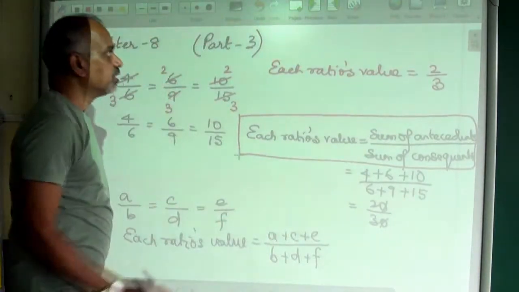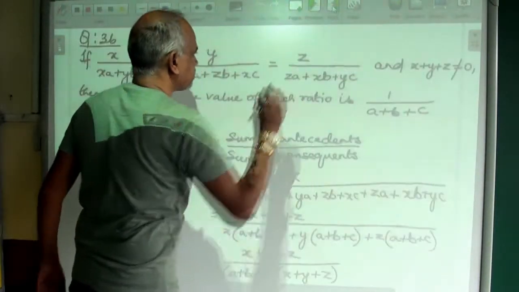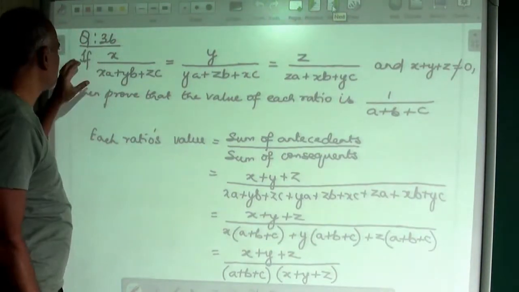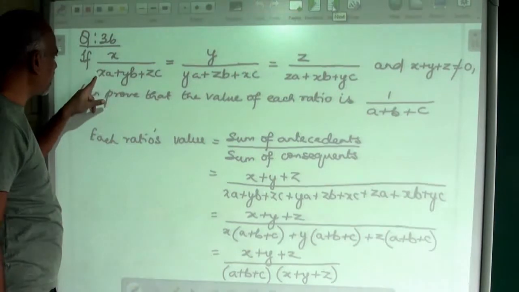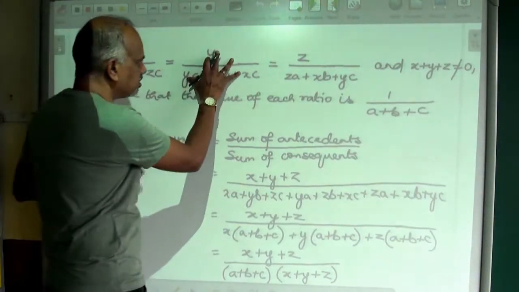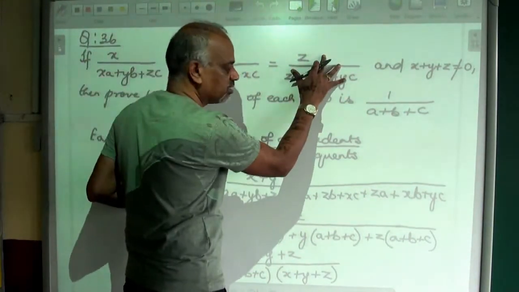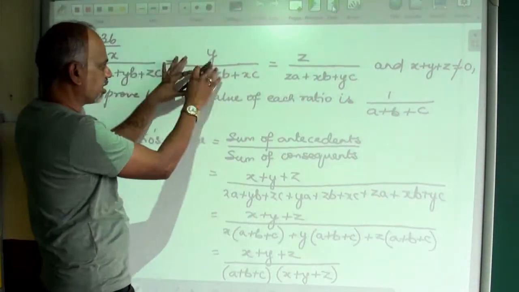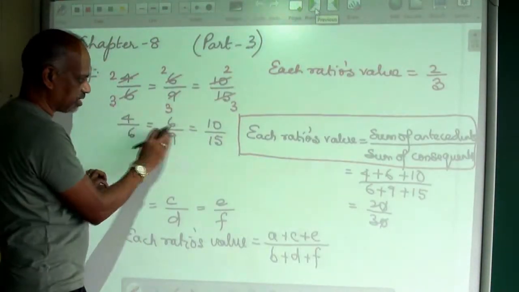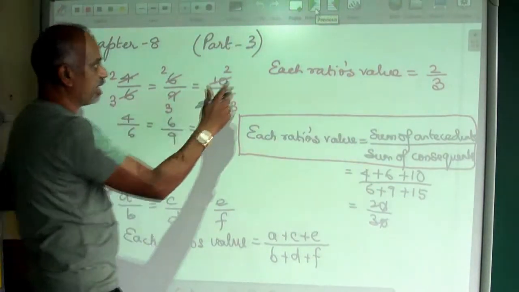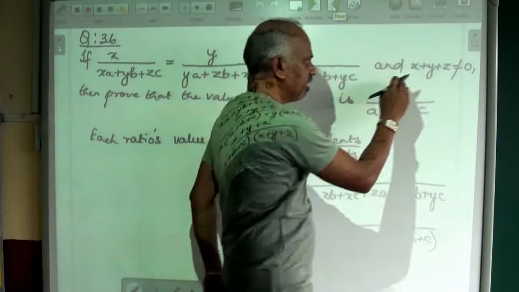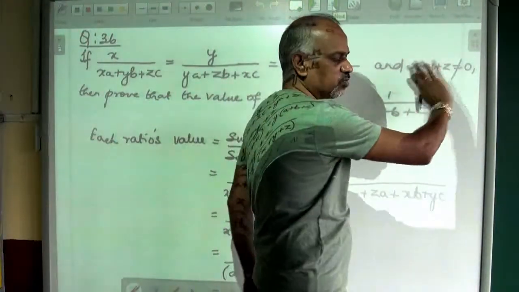Okay. With respect to this, there is a question here. This question number 36. If x divided by xa plus yb plus zc is the first ratio, is equal to this, the second ratio, is equal to this, the third ratio. Three ratios are there. Like the previous one, this is equal to this is equal to this. So these are the three ratios given, and it also says if you add x plus y plus z, it is not equal to 0.